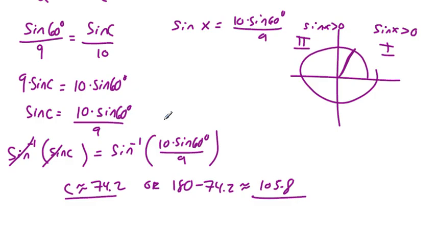It goes back to the unit circle, because when the sine of something equals a positive number, there are two ways to get it.